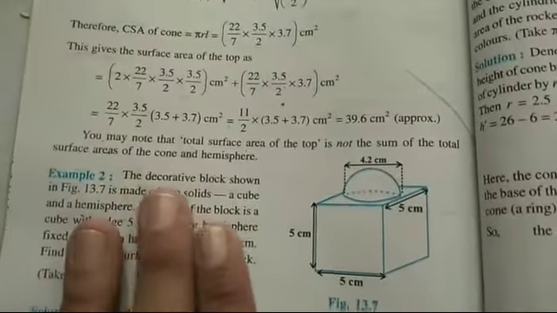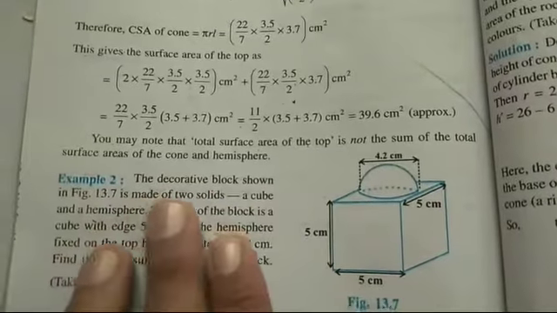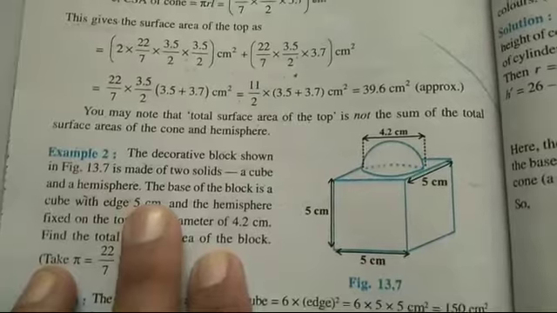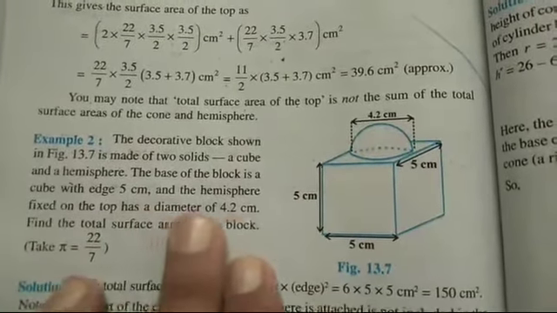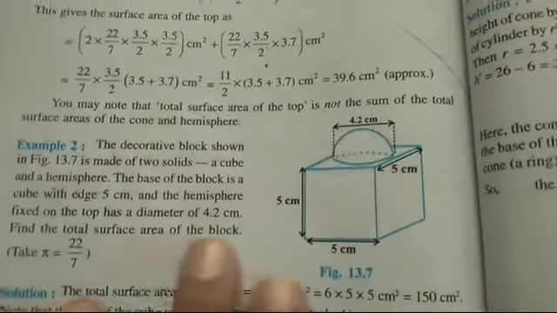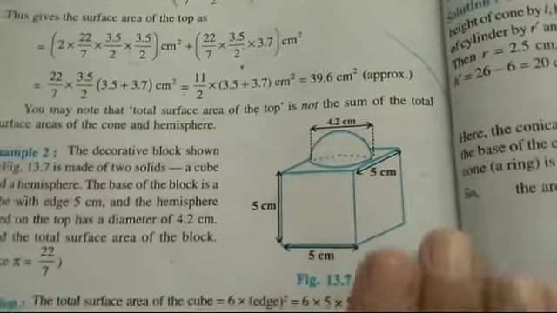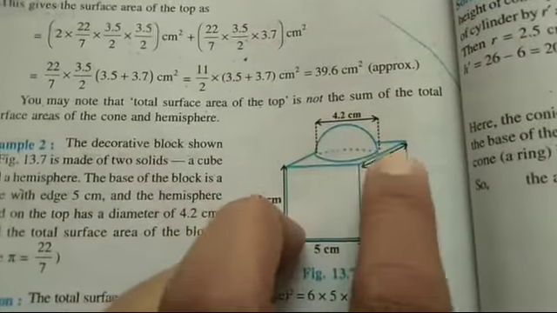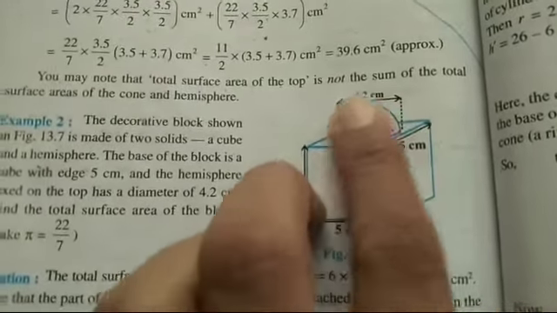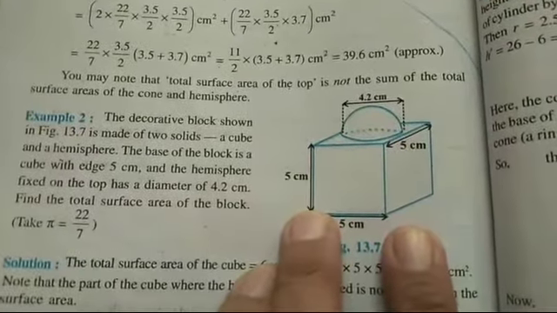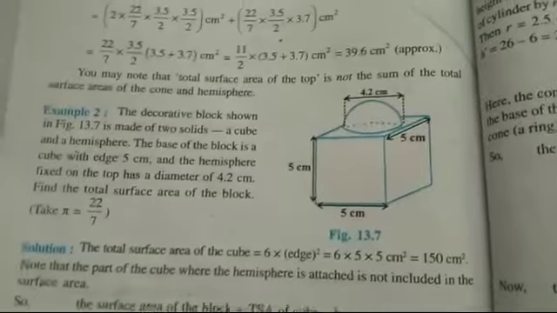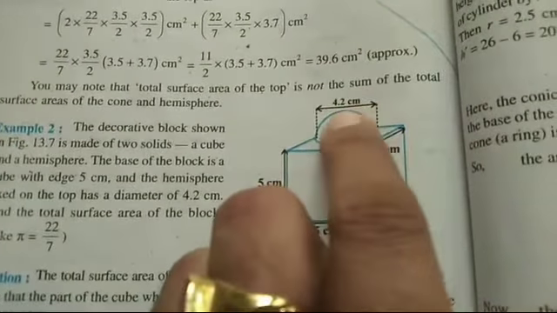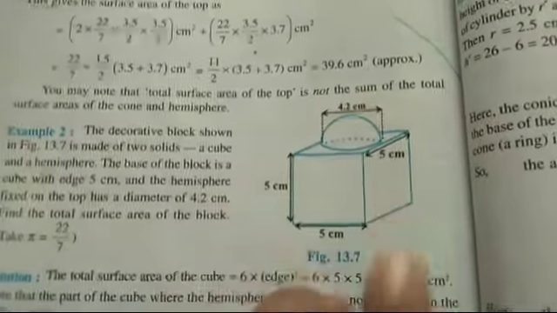Then in example 2, we see a decorative block, as shown in the figure, made up of two solids, a cube and a hemisphere. The base of the block is a cube with edge 5 cm. The hemisphere fixed on the top has a diameter of 4.2 cm. Find the total surface area of the block, where pi is 22/7. We can see this is a cubical block, and at the top we have a decoration. How to decorate this? We are putting a hemisphere on it. Looking at this carefully, in order to put the hemisphere, first we have to remove the area of the circle from the top, and then we have to add the area of the hemisphere.